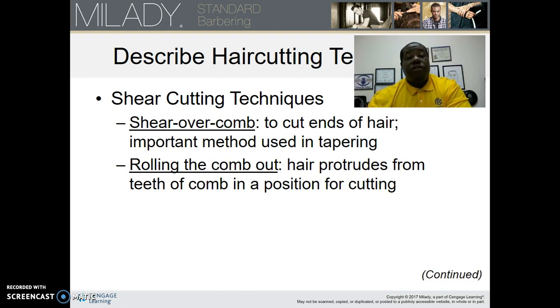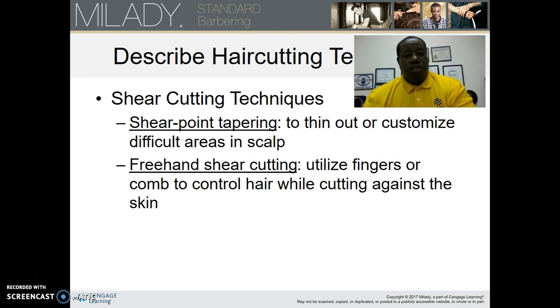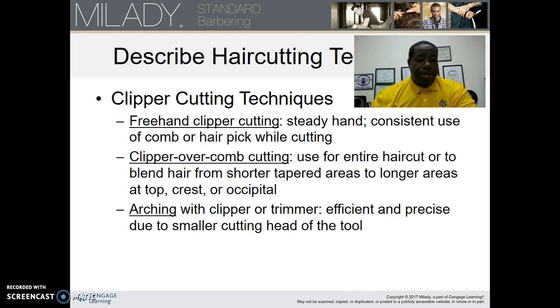It talks about some other different techniques, whether it's a shear over comb technique, which we briefly discussed earlier on. We also talk about rolling the comb out. And again, this is an example where you're really going to understand this as you start to do these haircuts in the lab. Some more cutting techniques: shear point tapering, being able to thin out specific areas that are perhaps more difficult because of cowlicks or whorls and so forth. Freehand shear cutting, another example.